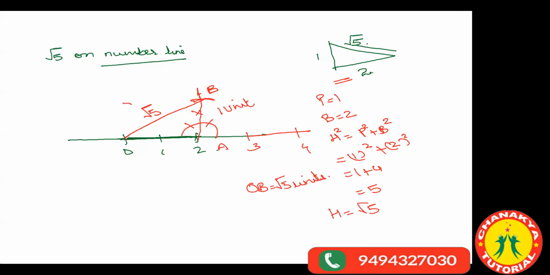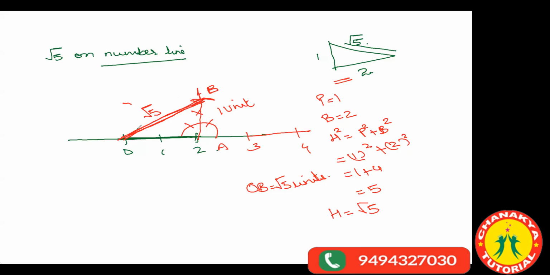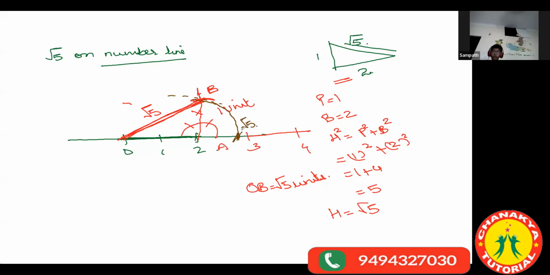Now take OB distance in your compass, this distance. Just take this distance in your compass. Done? Yes, ma'am. Now draw an arc with O as center. So draw an arc like this. It will intersect between 2 and 3. So where it intersects, that point will be root 5. Okay, ma'am. Clear? Yes, ma'am.